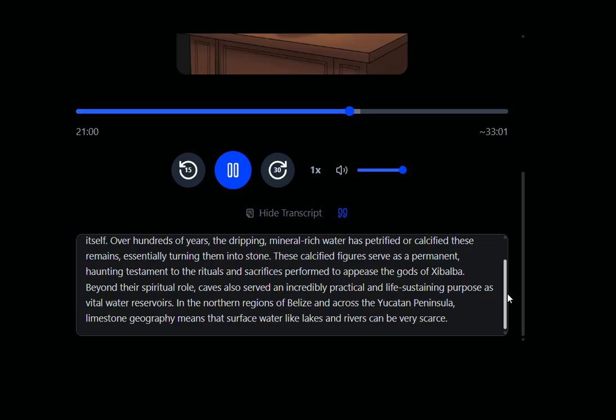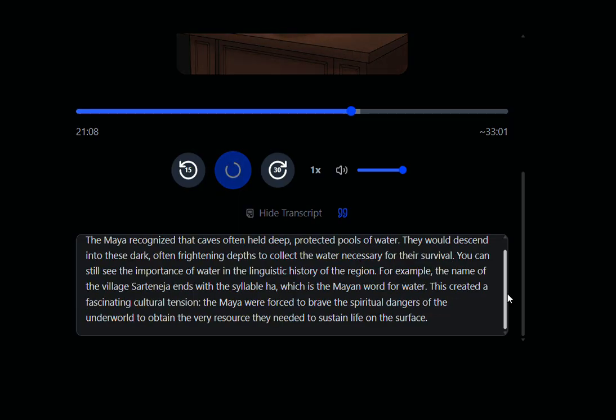In the northern regions of Belize and across the Yucatan Peninsula, limestone geography means that surface water like lakes and rivers can be very scarce. The Maya recognized that caves often held deep, protected pools of water. They would descend into these dark, often frightening depths to collect the water necessary for their survival. You can still see the importance of water in the linguistic history of the region. For example, the name of the village Sarteneja ends with the syllable ha, which is the Mayan word for water.